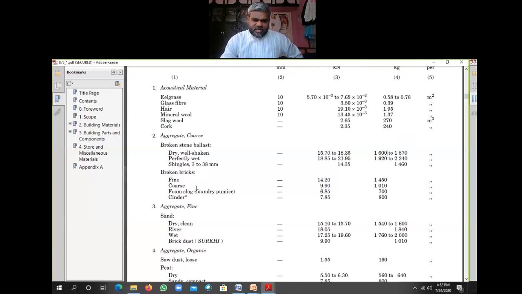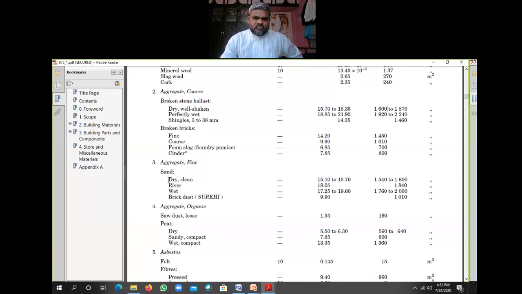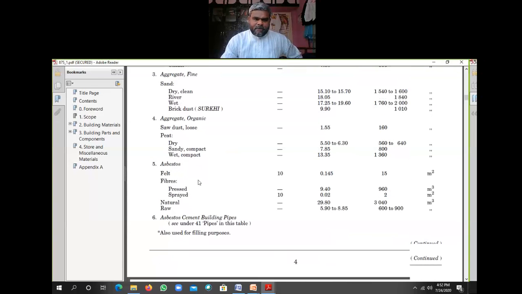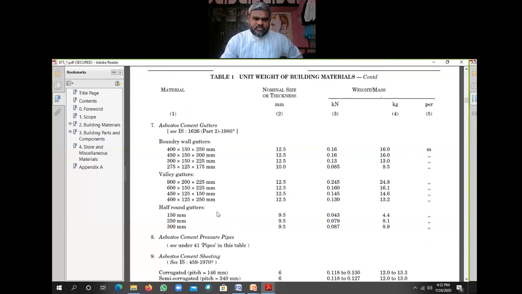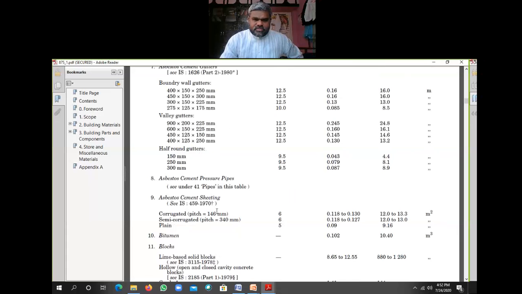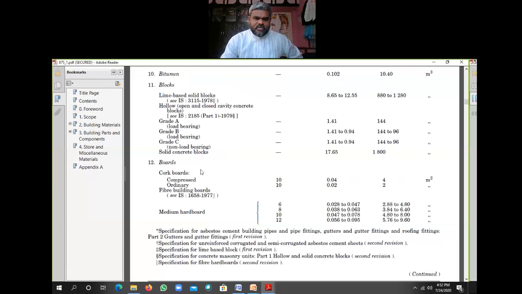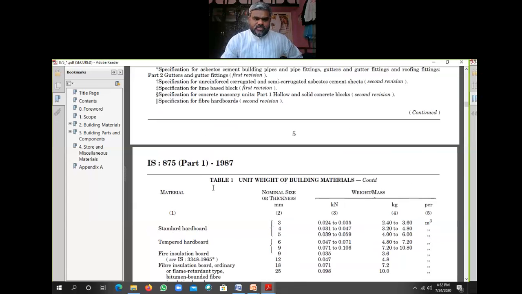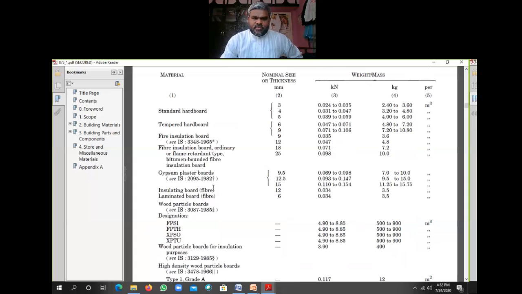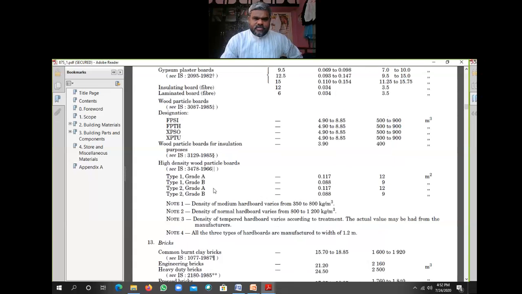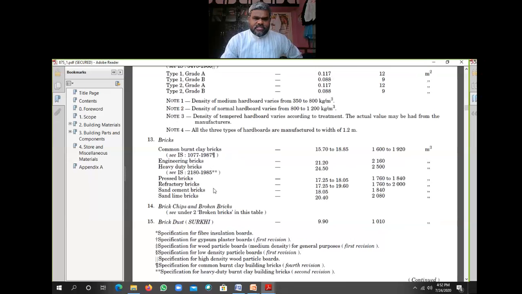Even bricks, sand, fiber, asbestos, cement pressure pipes, bitumen, cork boards, standard hardboard materials, and high density wood particles are listed. See, common burnt clay bricks have a unit weight of 1600 to 1920 kg per meter cube.